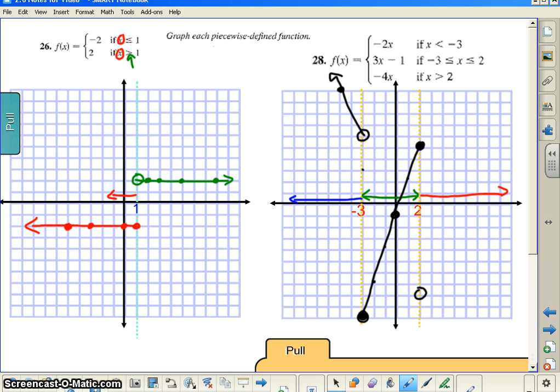All right, let's choose a number greater, 3. Negative 4 times 3 is negative 12. Okay, so that is a linear graph, and although we don't have a lot of room to graph the whole thing, we can see that it will be decreasing at a slope of negative 4. Okay, there you have 2 examples of piecewise defined functions.